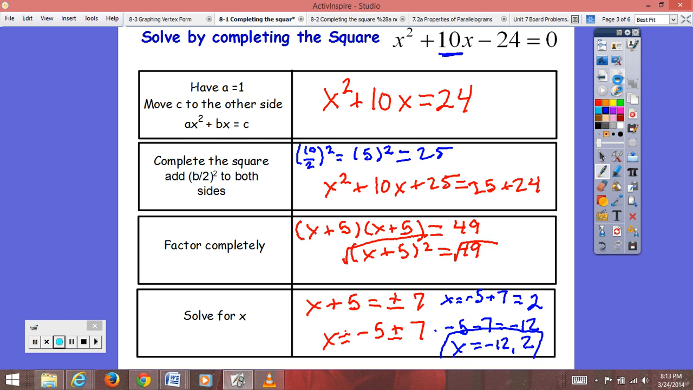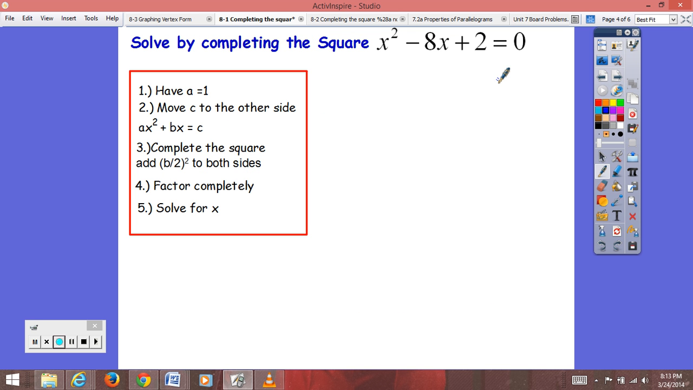Okay, second example. x squared minus 8x plus 2, and we have our steps right over here on the left. So first we want to have a equal to 1. We have that. Now we need to move c to the opposite side. So we get x squared minus 8x. We have addition here. To move it over, we need to subtract 2 from both sides.